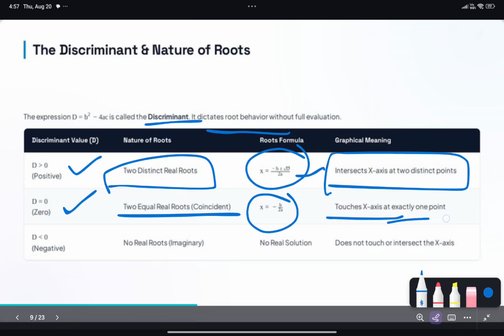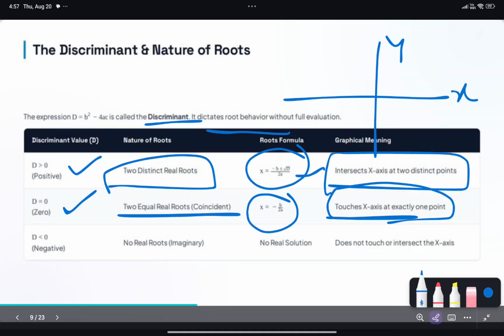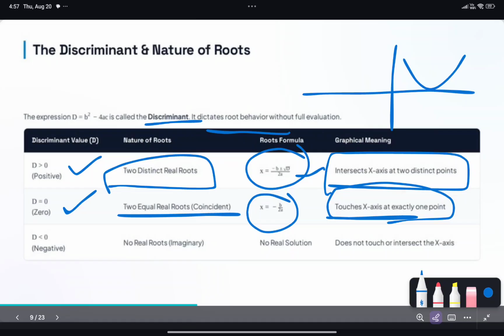It touches the x-axis at exactly 1 point. It has only one point: two roots, but the same roots. It touches the x-axis. This is a graph. This is the x-axis. This is the y-axis. In the case of d greater than 0, it intersects the x-axis at two distinct points, maybe like this one and this one. Sometimes like this, no problem. Yeah, touches the x-axis at exactly 1 point. Only 1 point only. Okay.